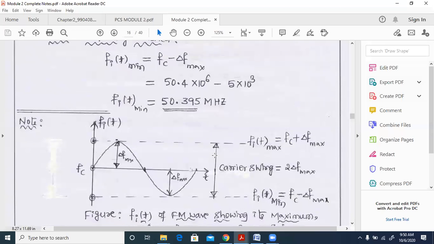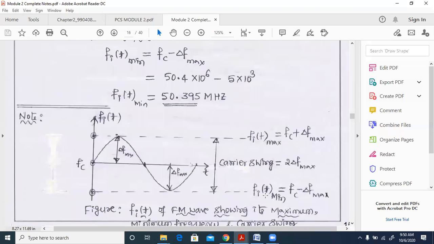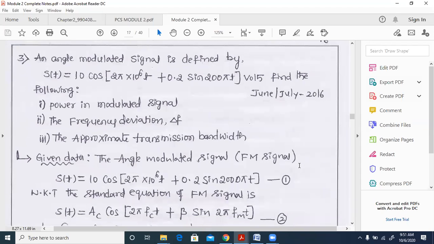And this is how the figure looks like. This is the maximum and this is the minimum. Okay, this is the maximum and this is the minimum. This is the signal swing. So frequency is given over there on the y-axis, and t on the x-axis.